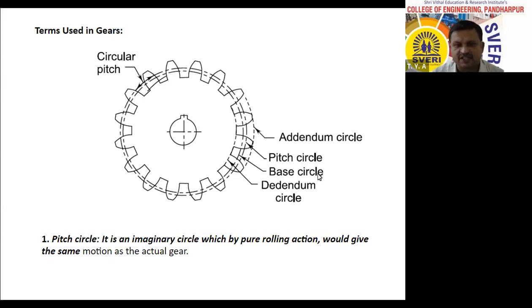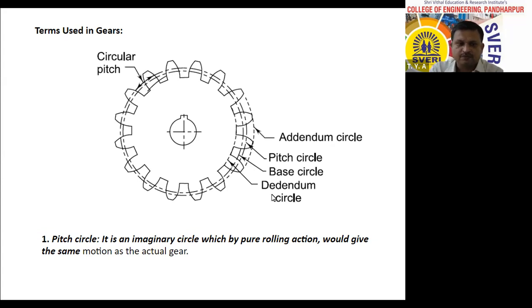It is an imaginary circle. Just like I told you yesterday, the definition of axis: axis means an imaginary line which divides whatever parts are there into equal, symmetric parts about that axis. Therefore, that is the definition of axis. Now, you are observing here that different terms are there: circular pitch, addendum circle, pitch circle, base circle, dedendum circle.